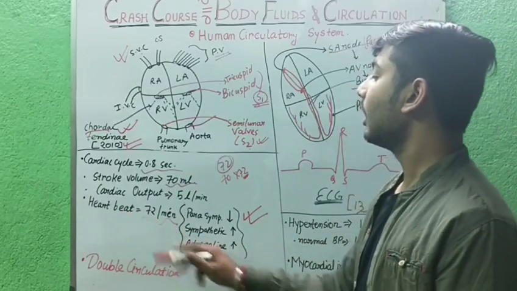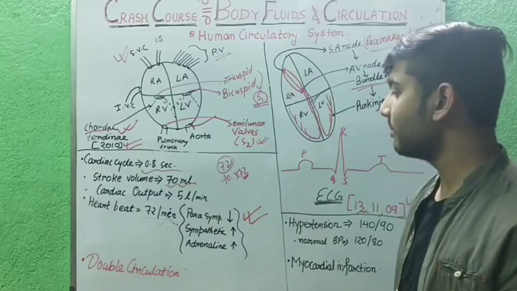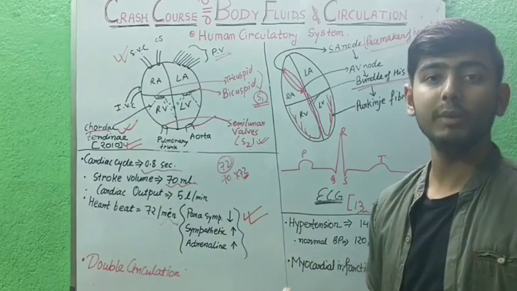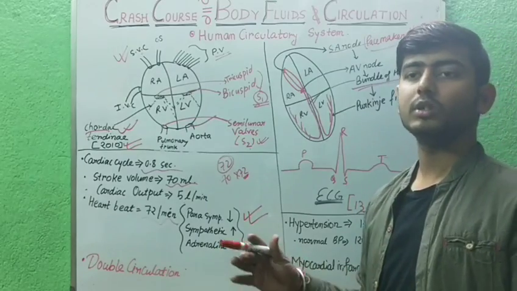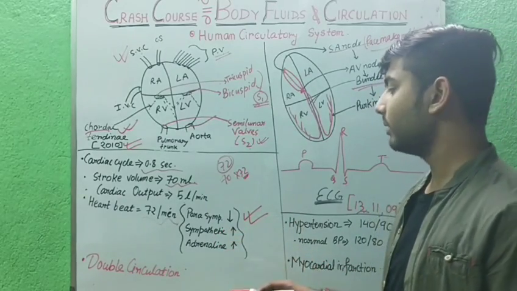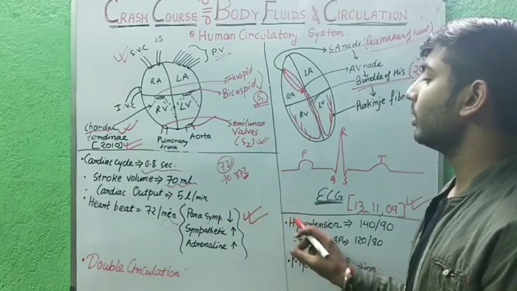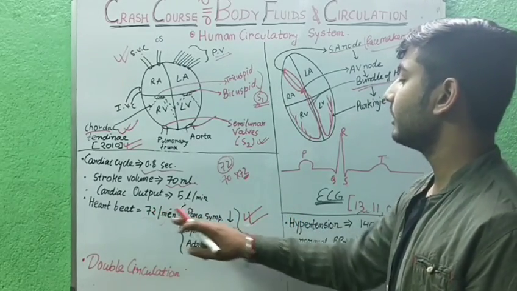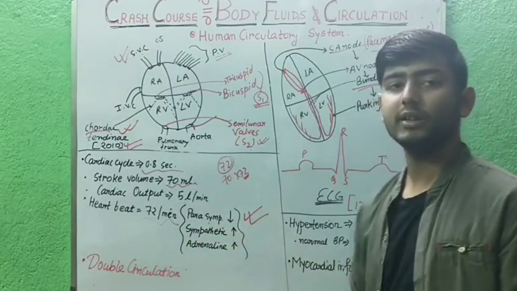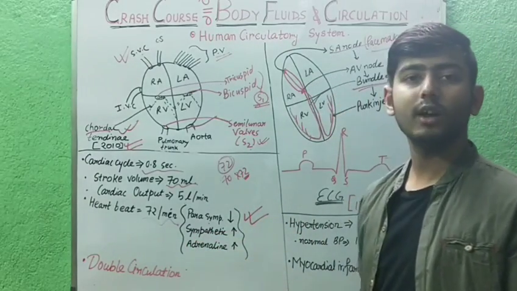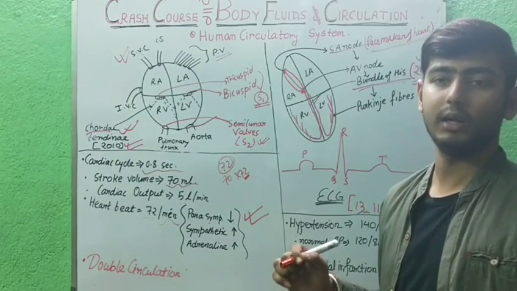Now heartbeat is 72 per minute. Heartbeat is controlled by parasympathetic system. Parasympathetic system lowers the heartbeat and also the cardiac output, while you can escape the cardiac output part because that must be a very detailed solution. So we have to remember heartbeat 72 per minute. Heartbeat is decreased by parasympathetic, increased by sympathetic. Adrenaline increases the heartbeat, while vagus nerve stimulation can decrease the heartbeat.